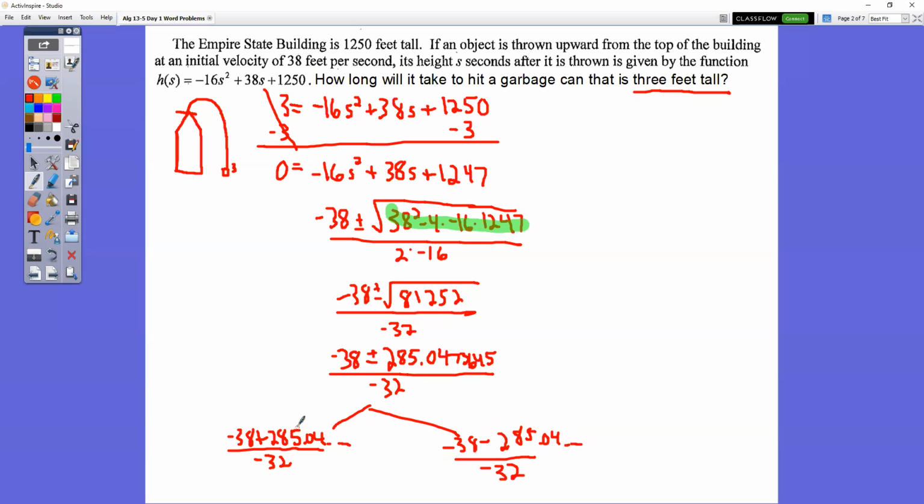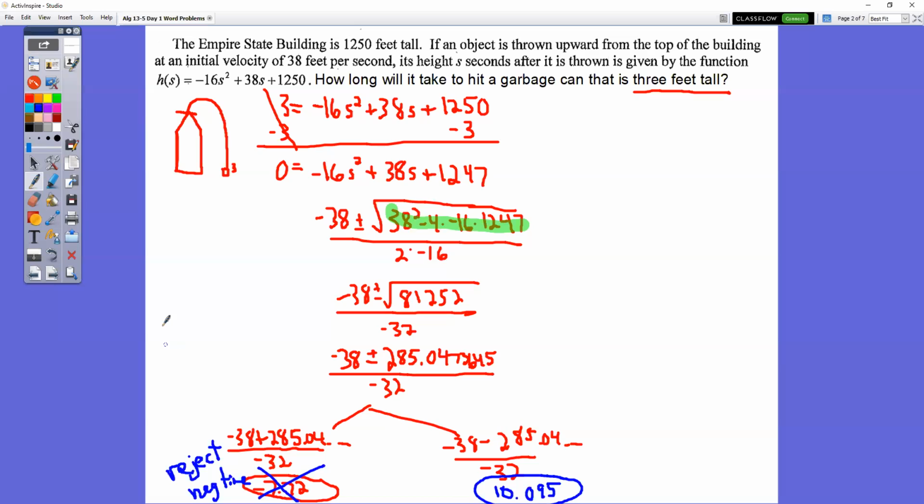So when we go to do this, we need to type this into the calculator, negative 38 plus this number divided by negative 32. You get negative 7.72 approximately. Now, again, what we're finding is time. Time can't be negative. So we have to reject this negative number, because we can't have negative 7 seconds. Then we have negative 38 minus this number divided by negative 32, and we get 10.095 approximately.